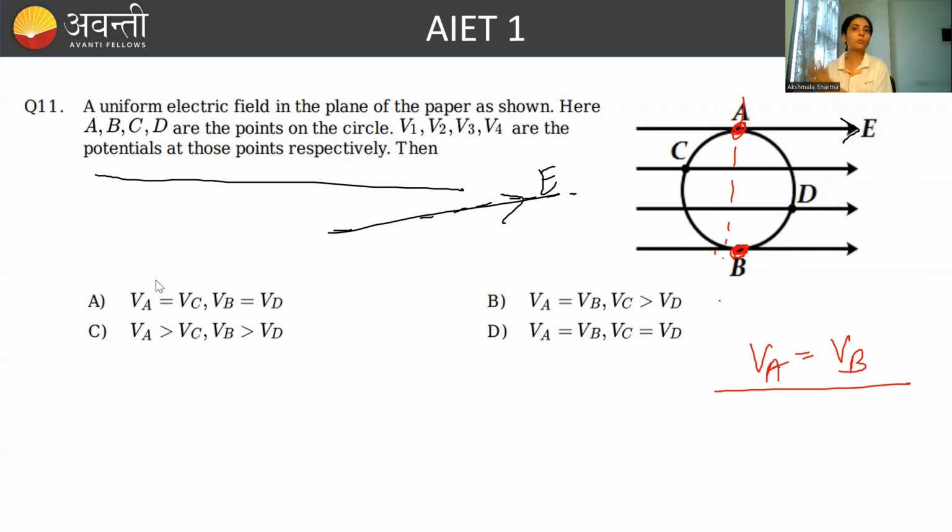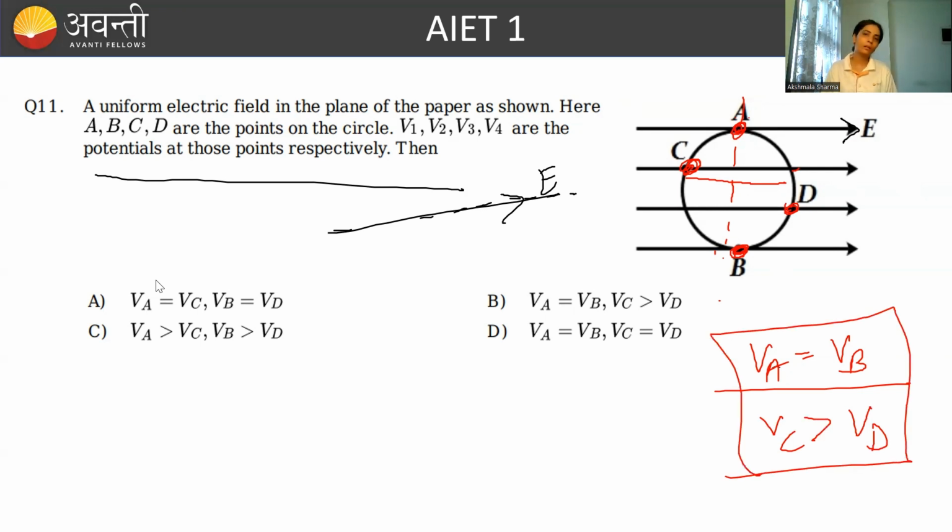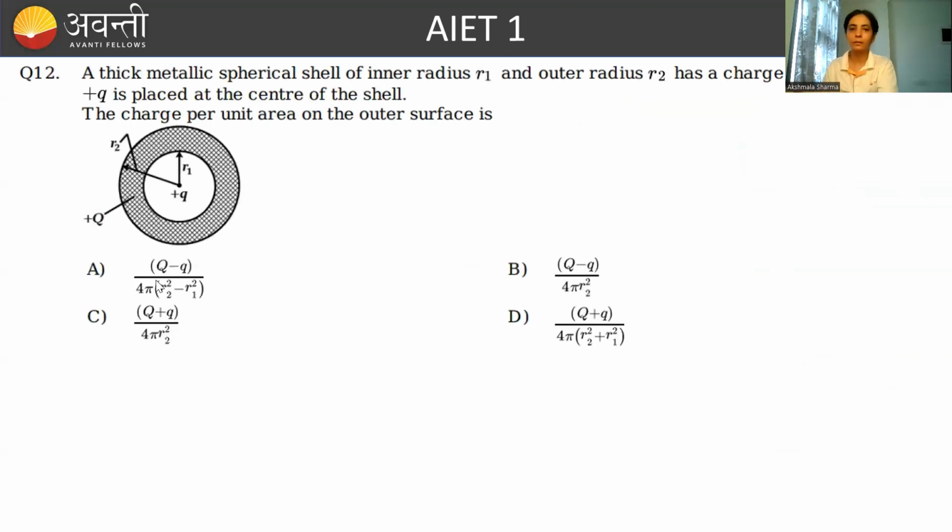Now D is more towards the direction of electric field and C is behind it, right? D is further along the direction of electric field and C is behind it, which means D will have less potential than C because in the direction of electric field potential keeps on decreasing. It means as you are moving from C to D, potential is sharply decreasing. So potential of C will be greater than potential of D. This is the thing. So again, this question was very easy. Okay, this question was also not very difficult, very easy.